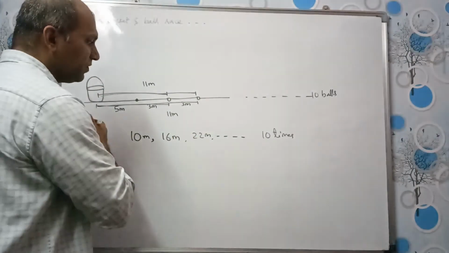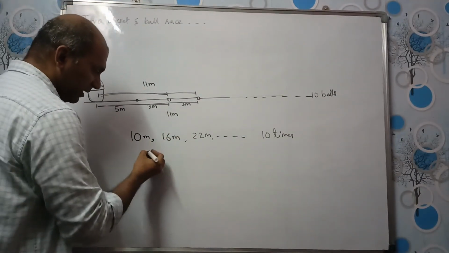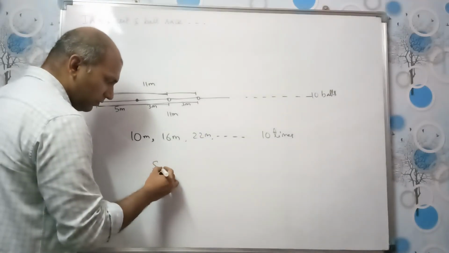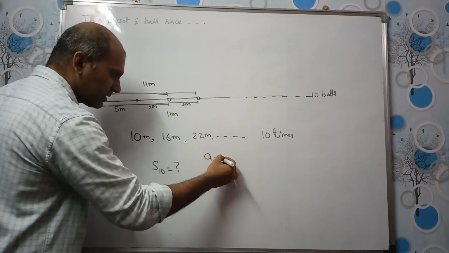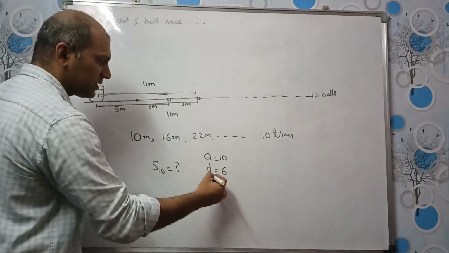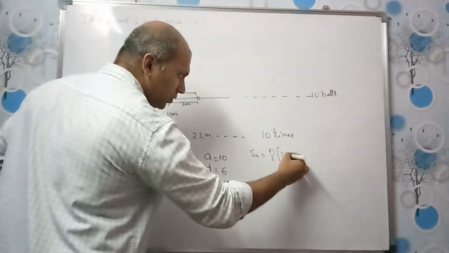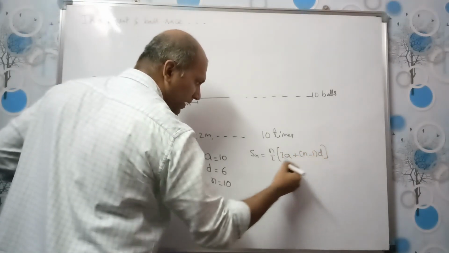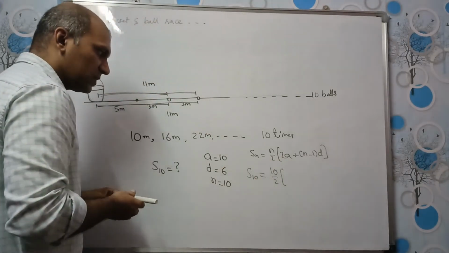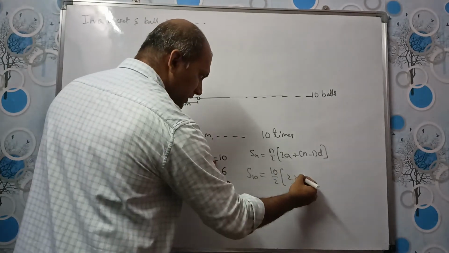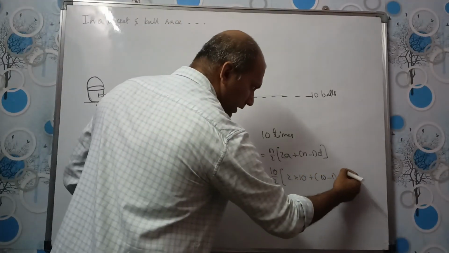So we need to find the total length run by the competitor. That means we need to add all these, right? So we need to find the sum of 10 terms of this AP. A is 10, common difference is equal to 6, n is equal to 10. What is the Sn formula? n by 2 (2A plus (n minus 1) multiplied by D). So S10 will be n by 2, n is equal to 10, so this will be 10 by 2. 2 into A is 20, plus 10 minus 1 multiplied by D. D is equal to 6.